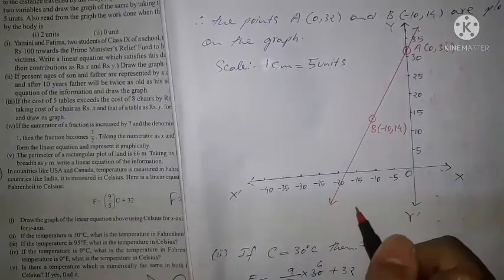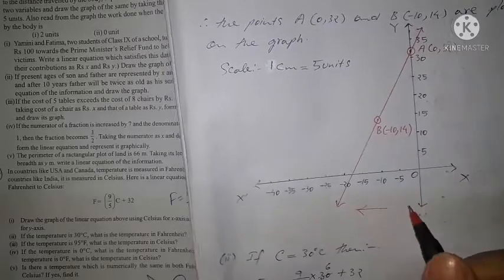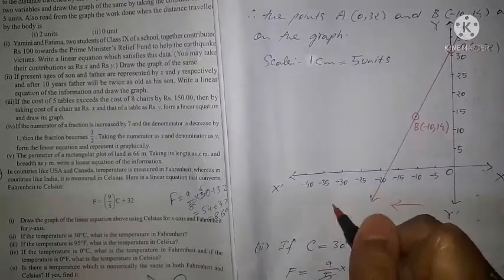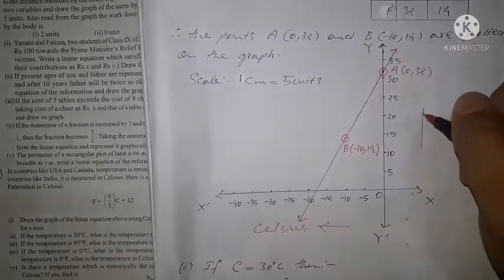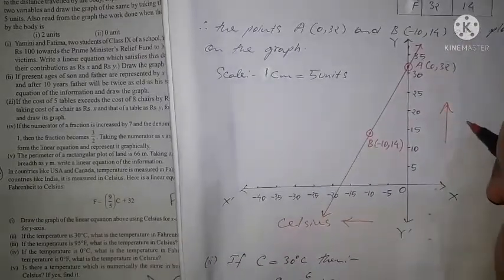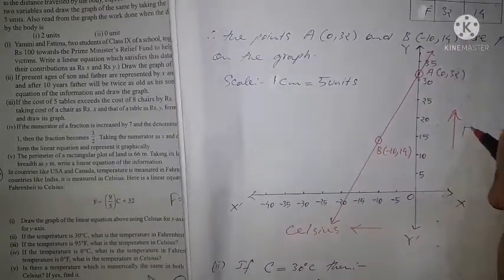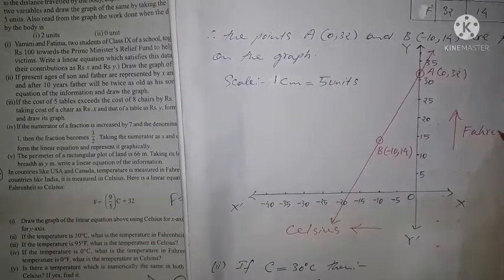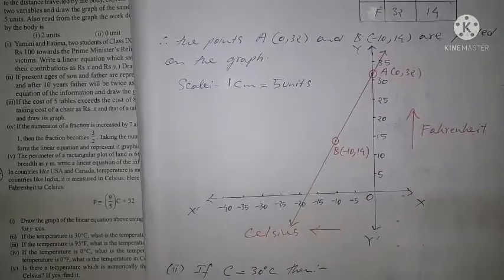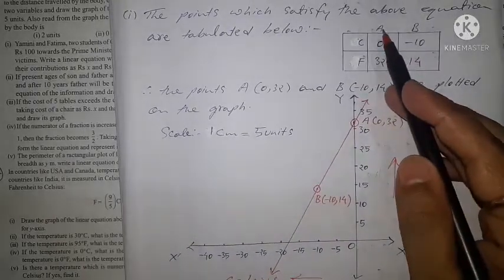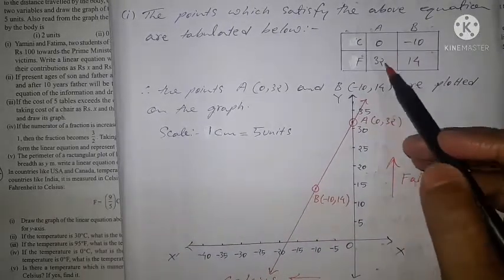So this x-axis is representing the Celsius scale, and this y-axis is representing the Fahrenheit scale. So the first, that is point A, is (0, 32).